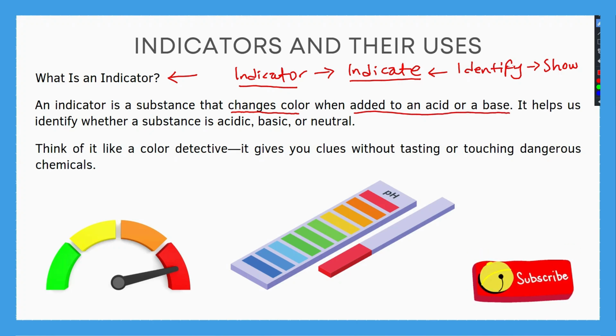What an indicator does is that it helps us to identify whether a substance is acidic, basic, or neutral. When it is added to a substance, it shows a color change. That color change will then be used to identify if the substance is an acid or a base. Think of an indicator as a color detective. It gives you clues without needing to taste or touch dangerous chemicals while you are in the laboratory.